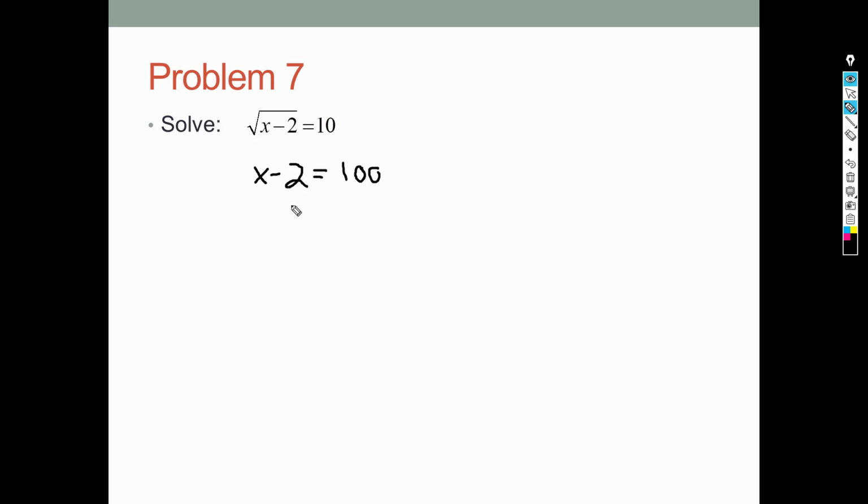And then you solve for x. Add 2 to both sides. Minus 2 and 2 cancel. I get x on this side. 100 plus 2, rather, is 102. That's your answer. Quick check. 102 minus 2 is 100. The square root of 100 is 10. Checks.